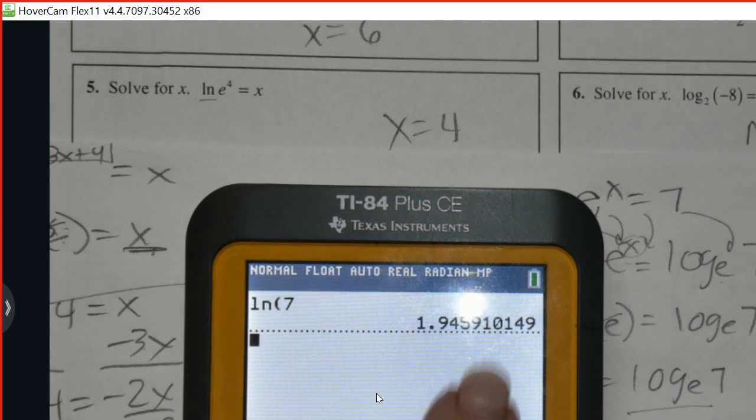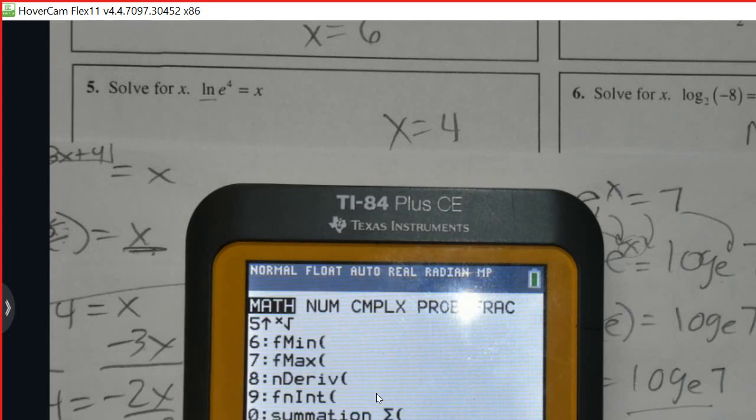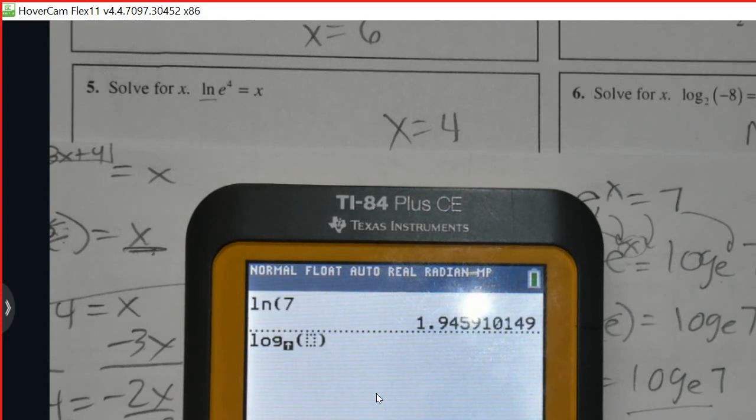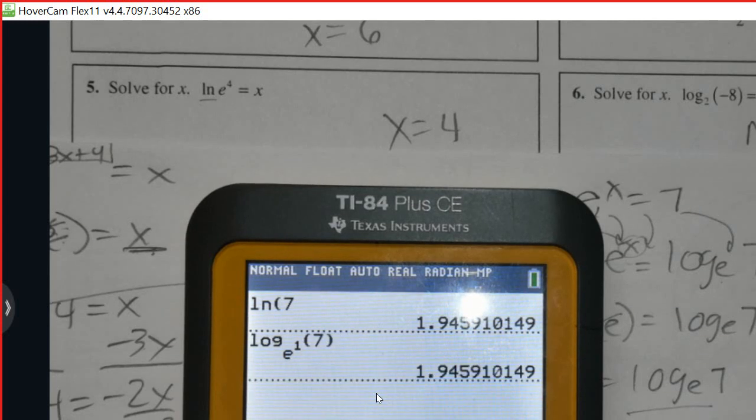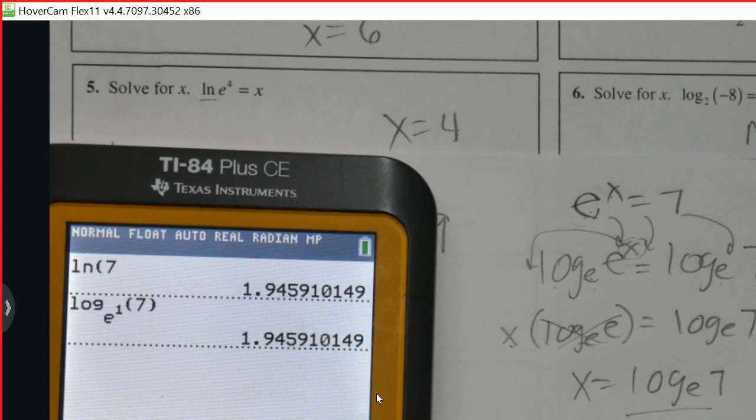Or, if I forgot that, I could hit math, because the base is not 10, and type in log base e of 7. We get the exact same answer. Now let's round to the nearest thousandth. I will make sure that for any problem that has a decimal answer that's not terminating, so it's irrational, I tell you in advance what I want you to round it to. Let's round this to the nearest thousandth.